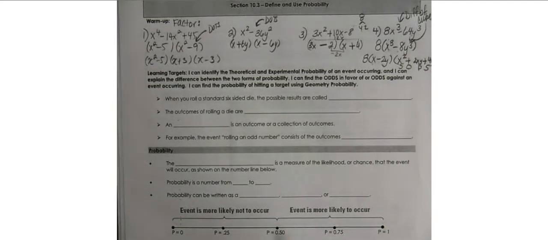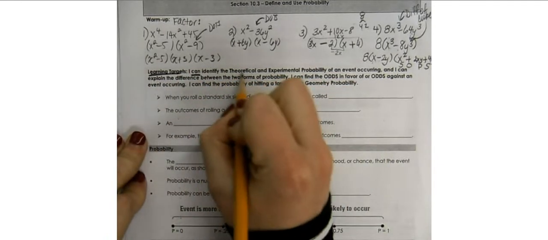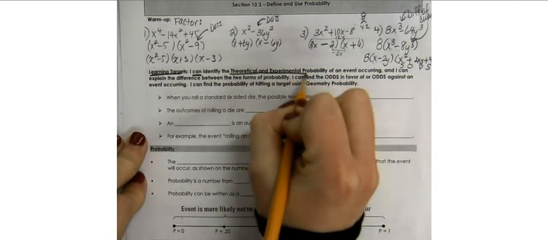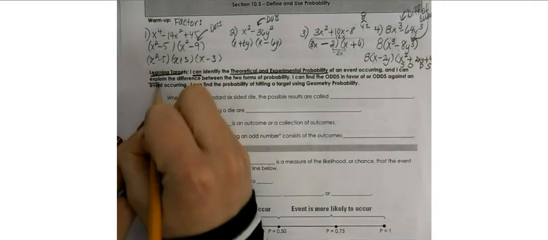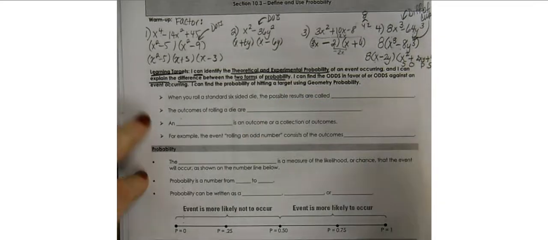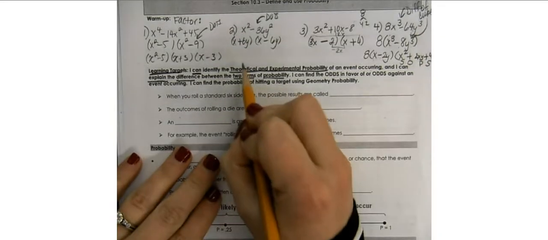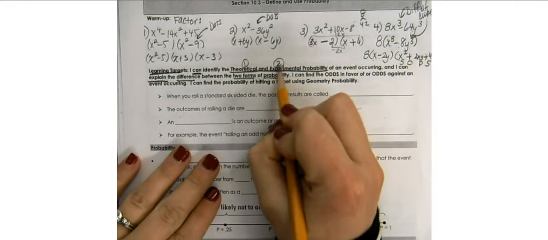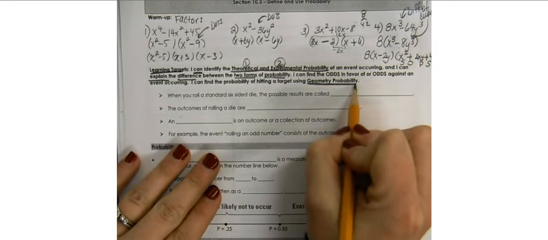So our learning targets for today are for you to be able to say, I can identify the theoretical and experimental probability of an event occurring, and I can explain the difference between the two forms of probability. So there are a total of 3 different probabilities that we're going to be learning about. The first one is theoretical, the second one is experimental, and the third one is called geometry or geometric probability.